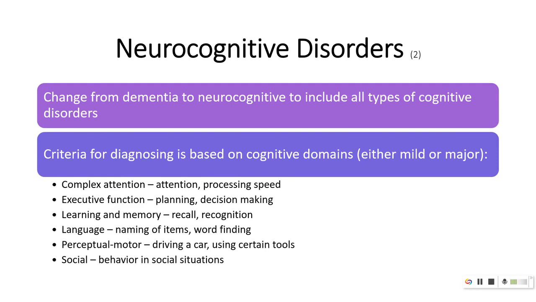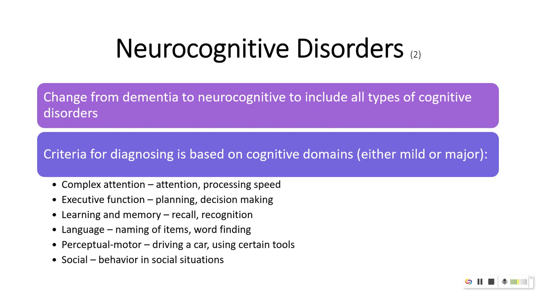According to the DSM-5, there are certain criteria for diagnosing cognitive disorders, and that is based on cognitive domains. There's either a mild cognitive domain or major cognitive domain, and we're going to talk about this a little bit later in the presentation too. But whether it's mild or major, it depends on the significant decline from the previous level of performance in one of these different domains.